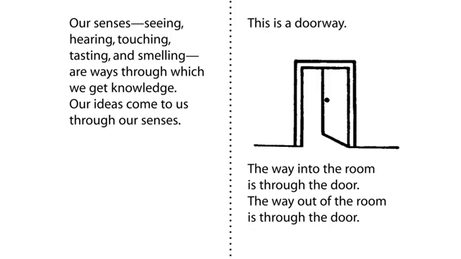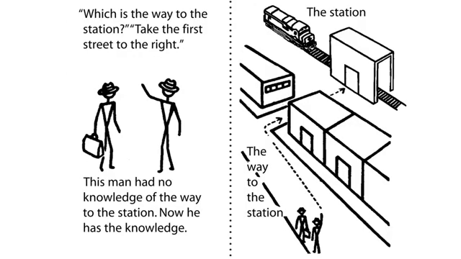Which is the way to the station? Take the first street to the right. This man had no knowledge of the way to the station. Now he has knowledge. The station. The way to the station.